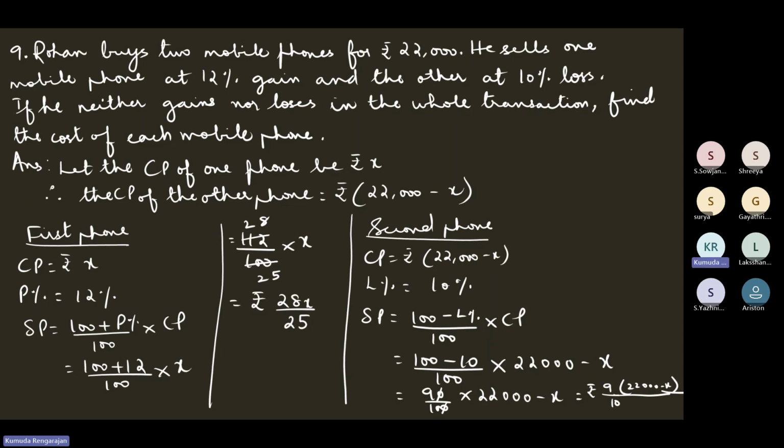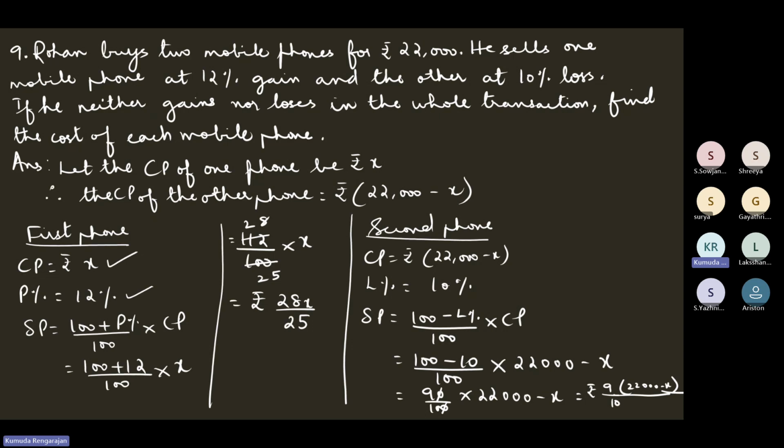Okay, somebody's mic is enabled. Please disable your mic. So since we don't know the price of the 2 phones separately, let the CP of the first phone be rupees X. Then the CP of the second phone will be 22,000 minus X, because the total CP is 22,000. Buys means cost price. So if the CP of one phone is X, the other phone will be 22,000 minus X.